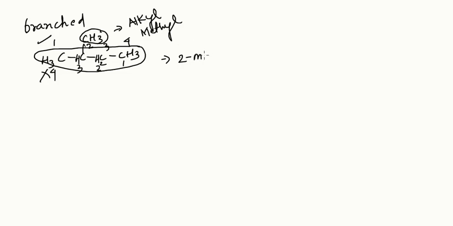Then the methyl itself, because that's the name. And then we'll be writing the total chain, the total number of carbon atoms present inside the chain. So therefore here there are 4. Therefore we write it as but.